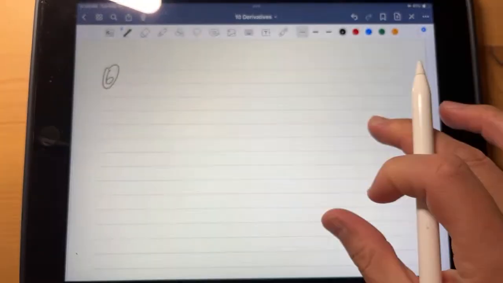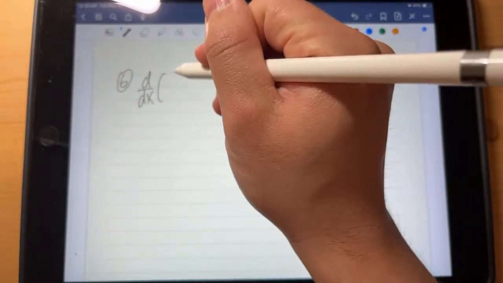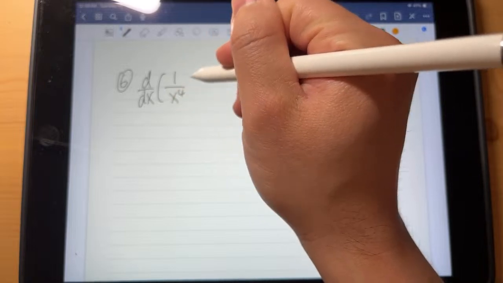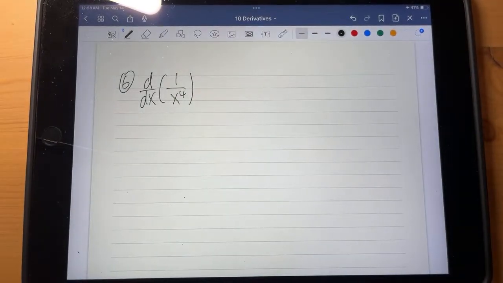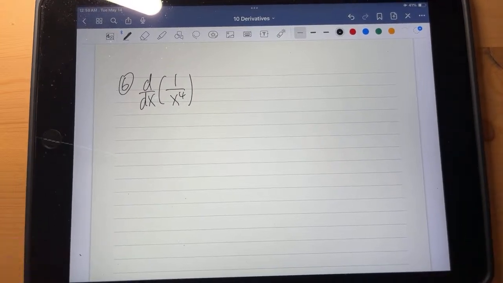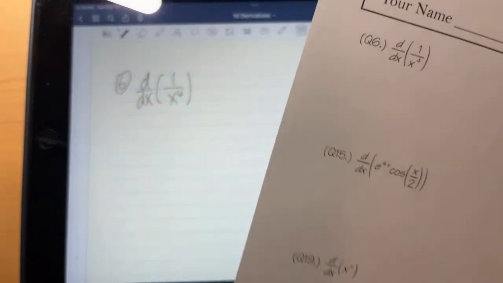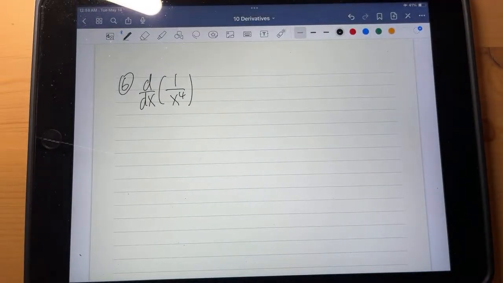Here we go. Right, we will be differentiating 1 over x to the 4th power. So let's start with an easy one first, right? Not super easy, but not so complicated. For the people who are here, please contribute. What do you think with this? And again, if you want to see all the questions, I have the file in the description, and all the questions are from the 100 derivative video.